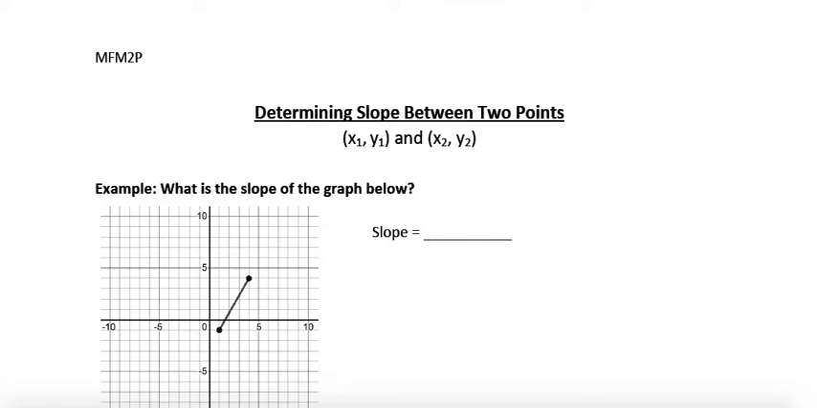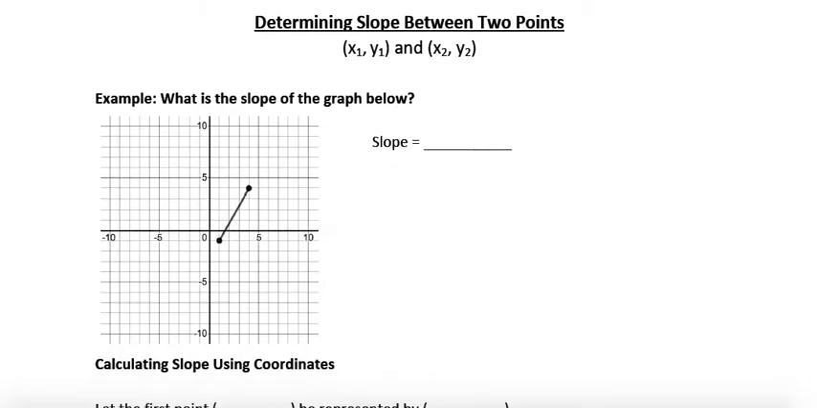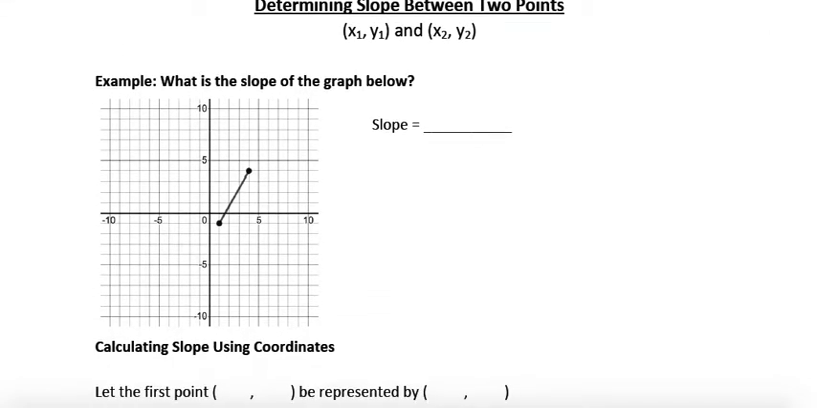Determining slope between 2 points. So those points would be x1, y1, and x2, y2. So in the last lesson, we reviewed how we find the slope of a graph from a graph. And we do that by drawing our triangle that would be made between those points and looking at the rise over the run.